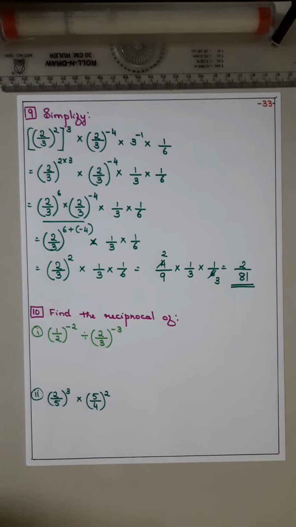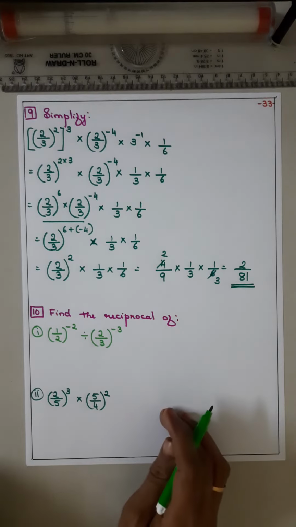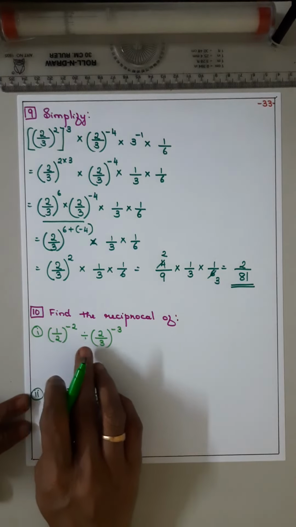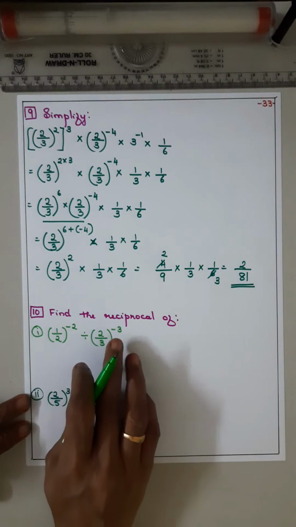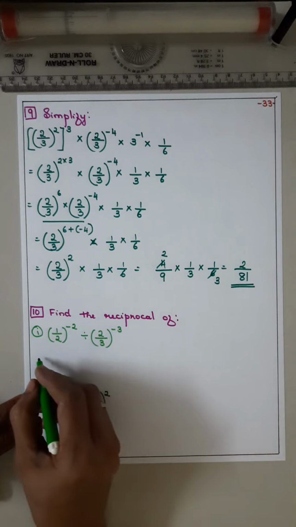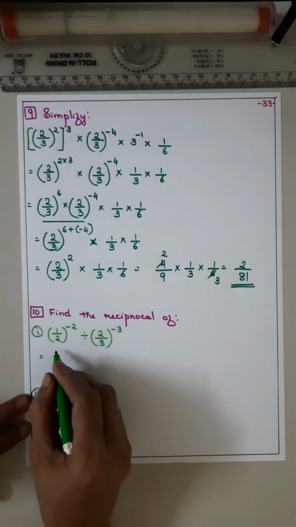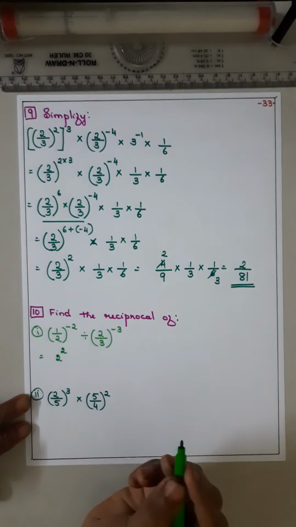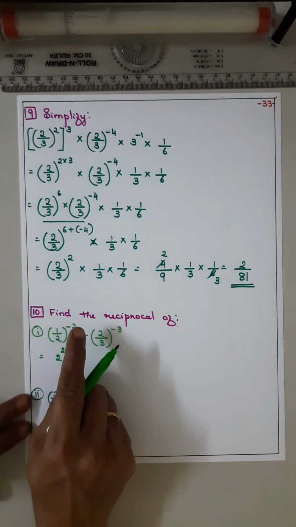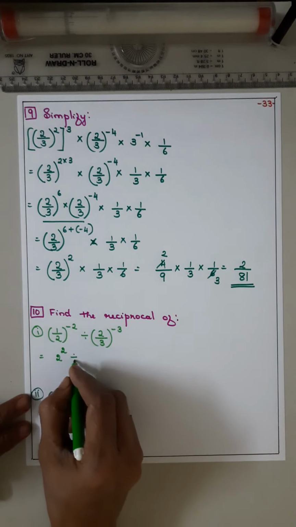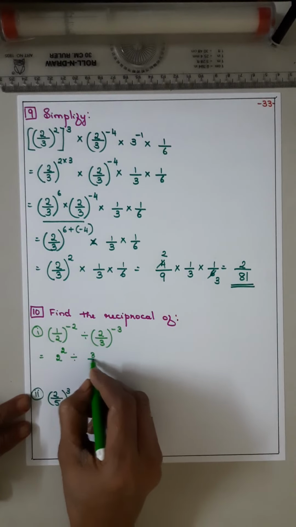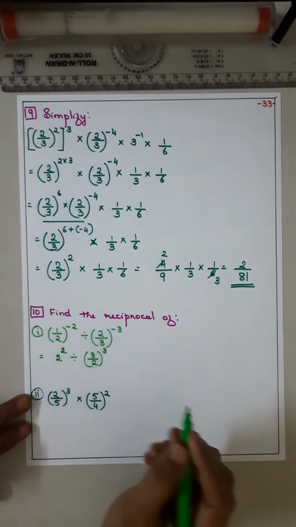Now coming to find the reciprocal of. So first find the value, then write the reciprocal. Okay, so it is 1 by 2 the whole raised to minus 2 divided by 2 by 3 the whole raised to minus 3. So first we will write 1 by 2 to the power minus 2. So this one will be 2 squared, isn't it? Reciprocal and the positive power. And this became how much? 3 by 2 the whole cube.